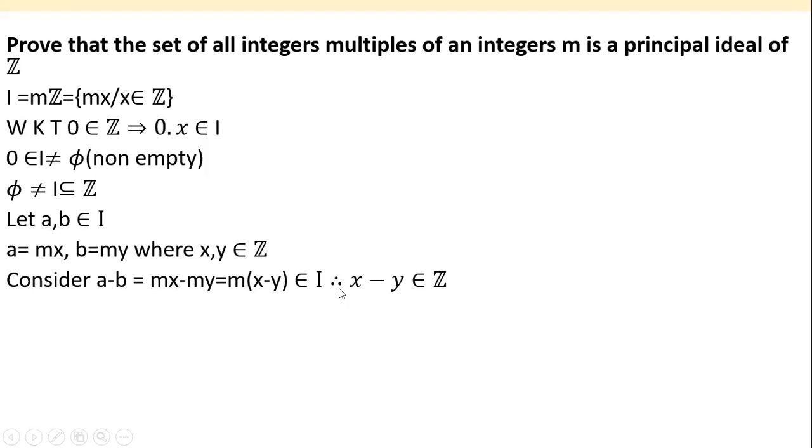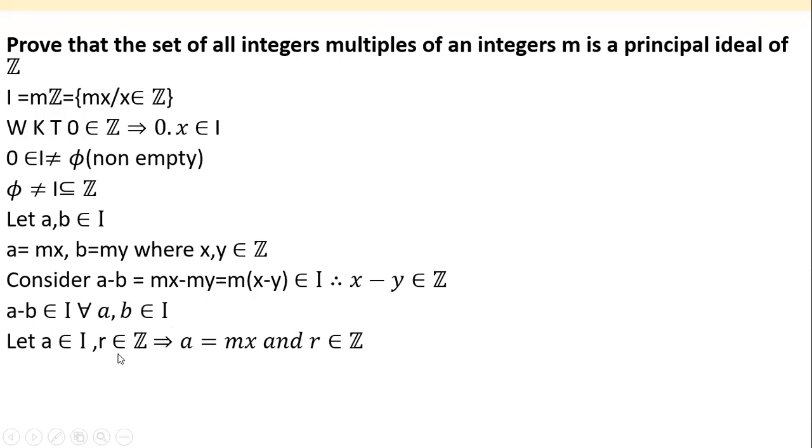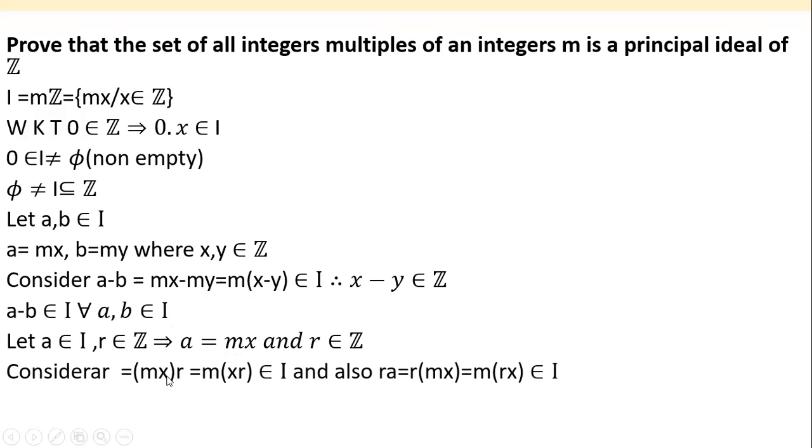Therefore, x − y belongs to Z. Again, a − b belongs to I for all a, b belonging to I. Then a belongs to I, r belongs to Z, where a = mx. Consider a·r = mx·r = m(xr), which belongs to I, and also ra = r(mx) = m(rx), which also belongs to I.